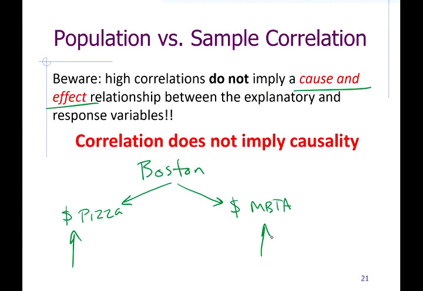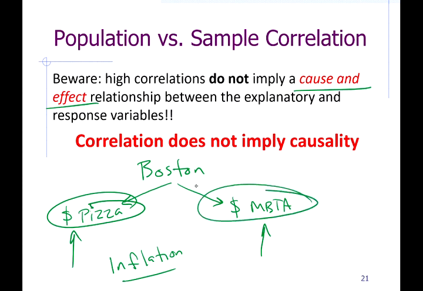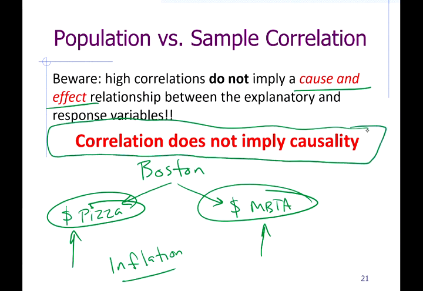Now, that could be due to some other external factor. And in this case, it's probably due to inflation. Inflation is the general increase in the cost of goods and services. And pizza and the subway both fall under that category of goods and services. So they're both going to increase based on inflation. It's not that one of them is causing the other one to increase. There's no cause and effect there. All right, so this is really important. This is usually how it's stated: correlation, which is what we're studying, does not imply causality.